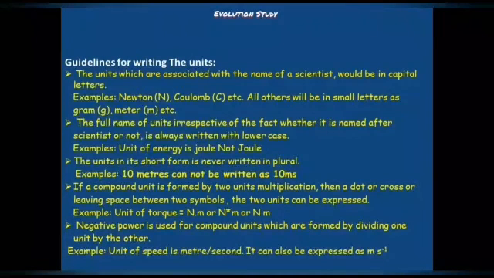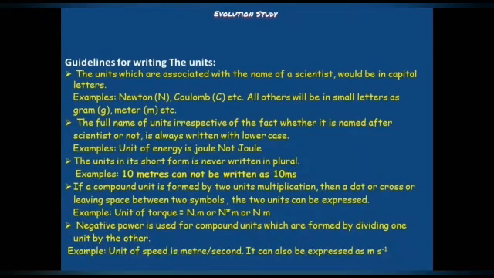Now there are some guidelines which we all need to follow while writing the units. The units which are associated with the name of a scientist are written in capital letters. Example, Newton N, Coulomb C, etc. All the others will be in small letters, as gram g, meter m, etc. Now the full name of the units, irrespective of whether it is named after a scientist or not, is always written in lowercase. Example, the unit of energy is joule and not Joule, where the J is capital.